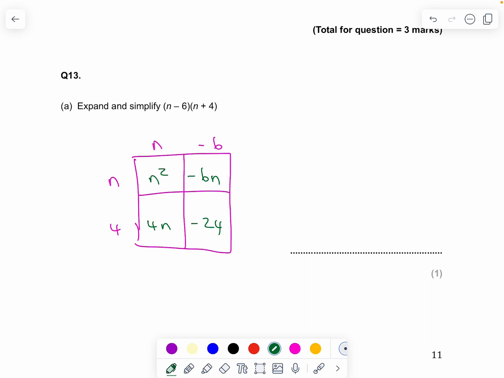So you got 1 mark for doing that. And sorry, I apologise, this should have read 2 marks here. But I did award the 2 marks if you got it completely right. 1 mark for doing that, and then you should simplify. 4n take away 6n is minus 2n. So it's n squared minus 2n take away 24. And that's your final answer.